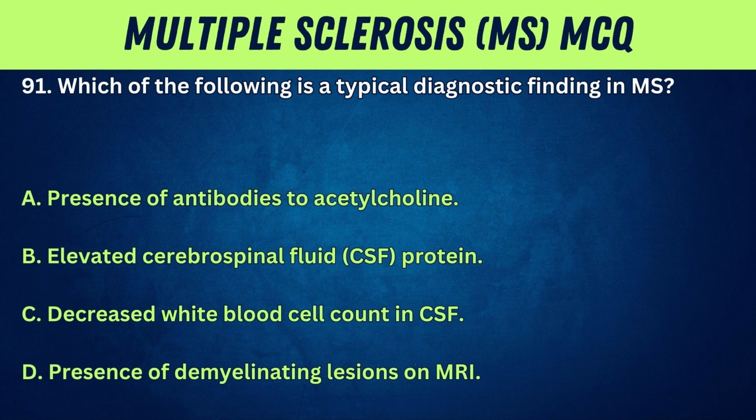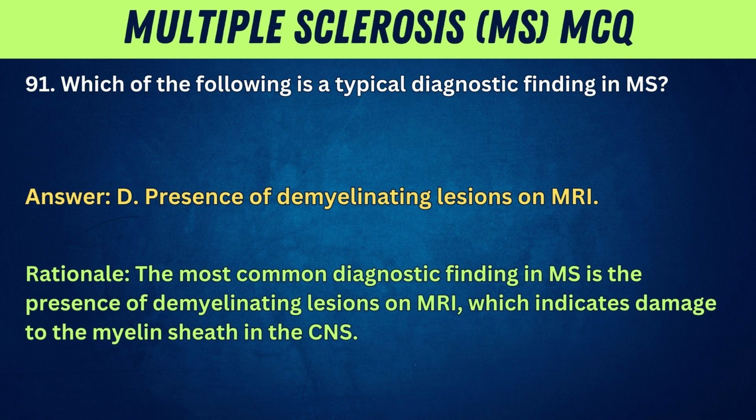A. Presence of antibodies to acetylcholine. B. Elevated cerebrospinal fluid, CSF, protein. C. Decreased white blood cell count in CSF. D. Presence of demyelinating lesions on MRI. Answer. D. Presence of demyelinating lesions on MRI.